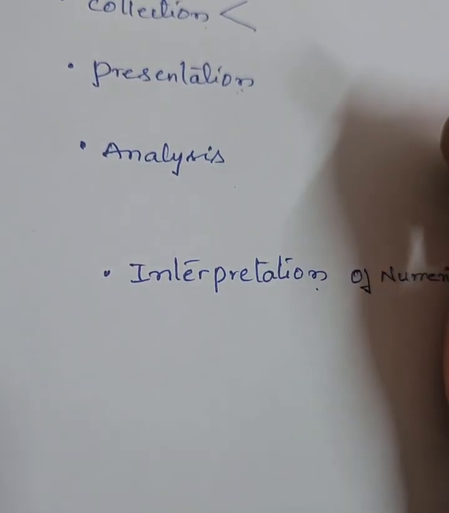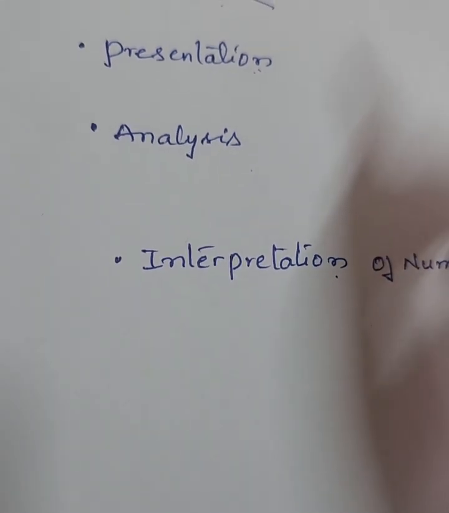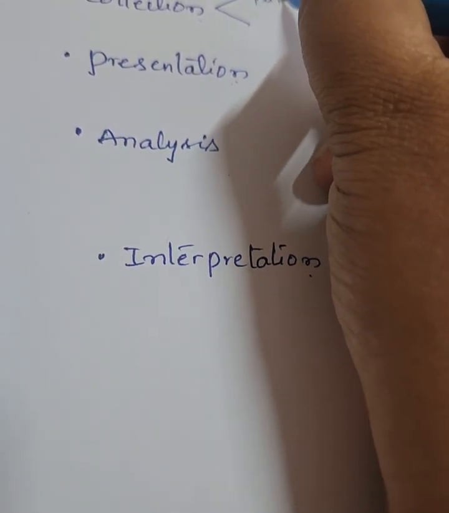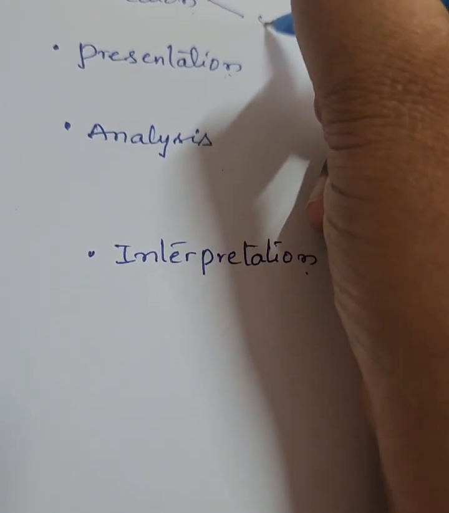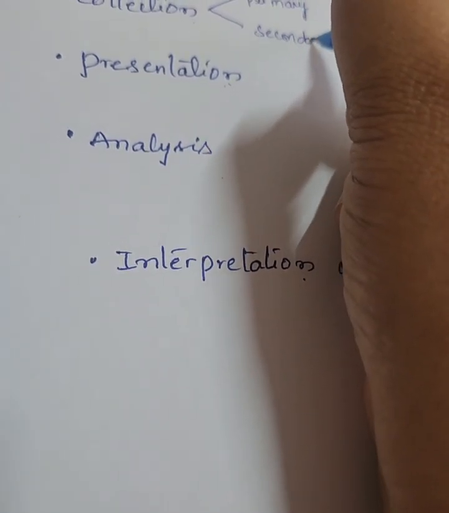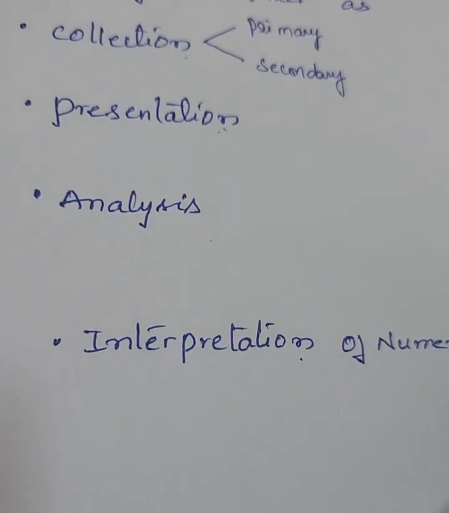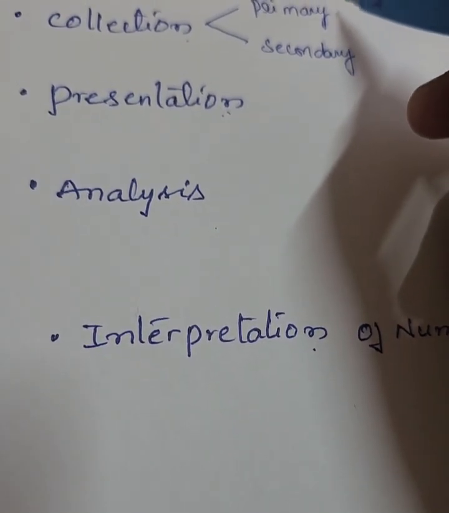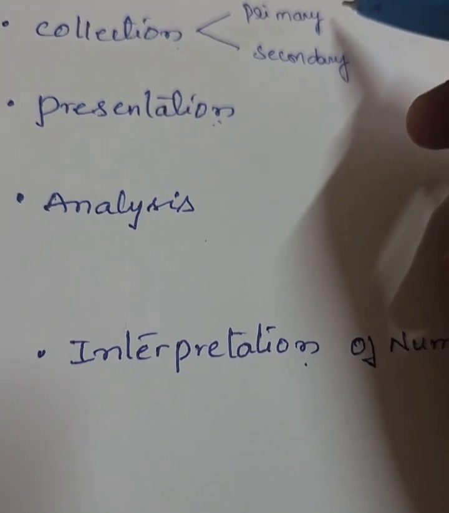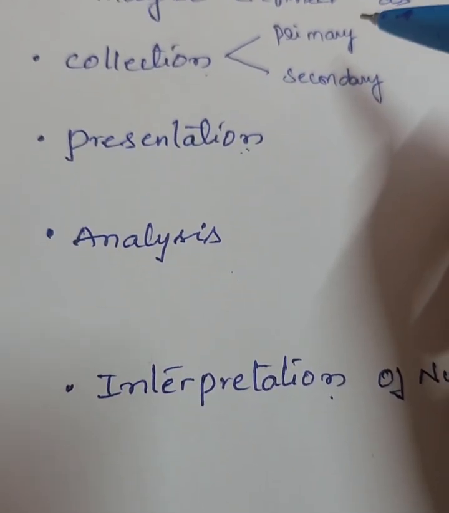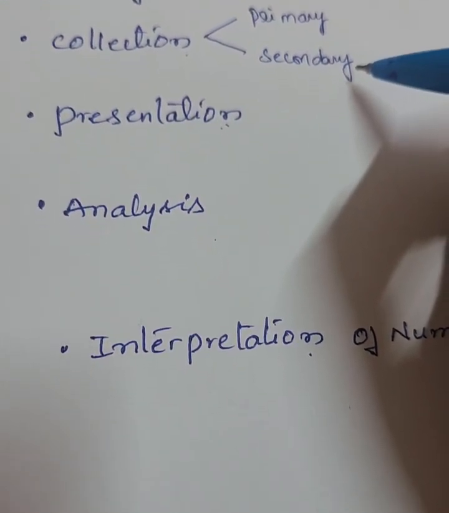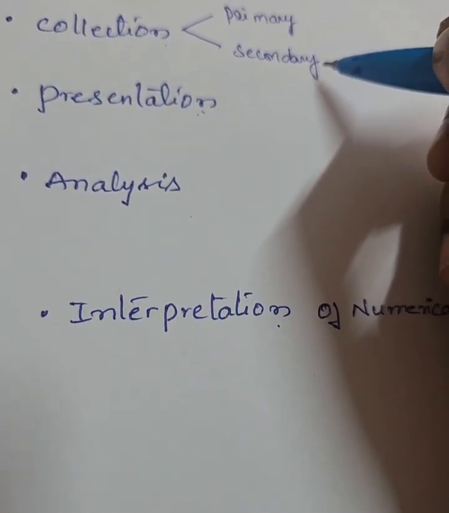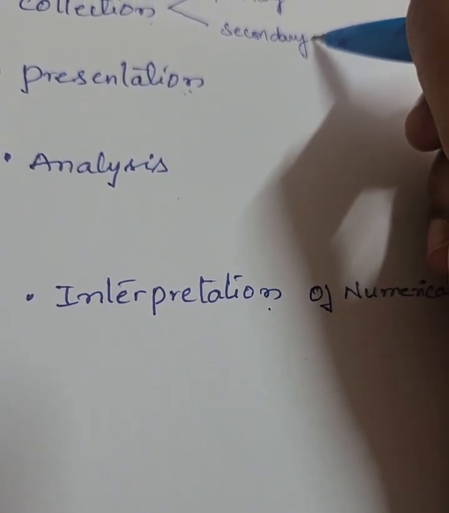So, we can collect the data in many ways, but in data we have 2 types. One is primary data, second one is secondary data. This primary data is the data which we collect by direct investigation, and the secondary data is the data which has been already collected and recorded.